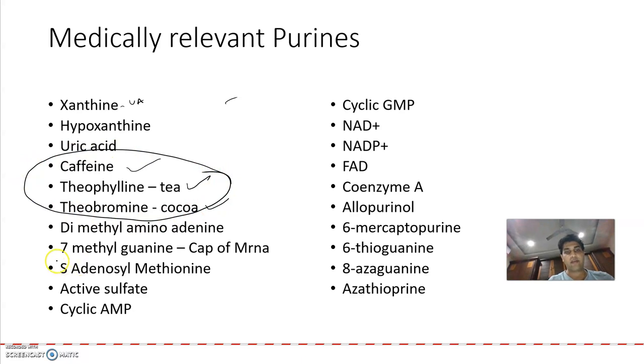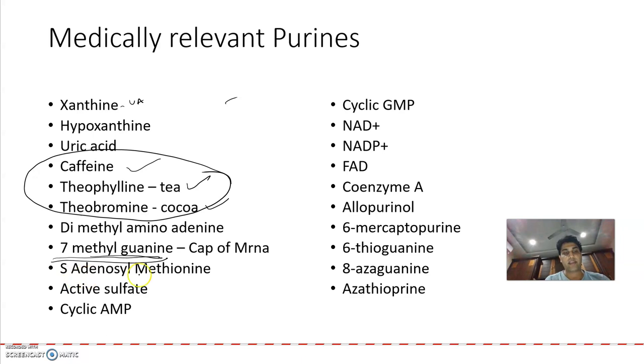Then we have 7-methyl guanine, a specific type of guanine that is present in the cap of mRNA. The mRNA cap is made up of 7-methyl guanine. To this 7-methyl guanine, the adenine is attached, which is characteristic. We'll talk about that when we are talking about the DNA structure and RNA structure.